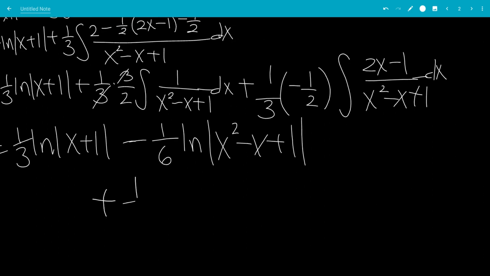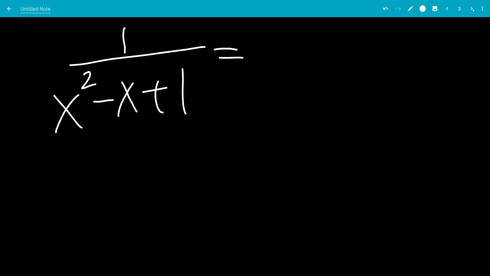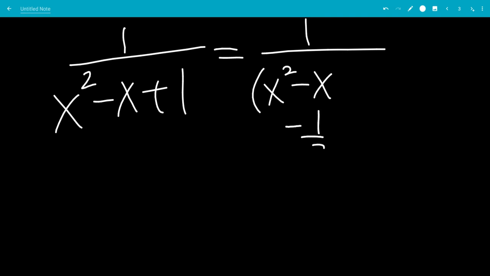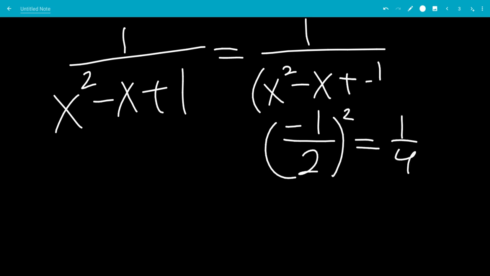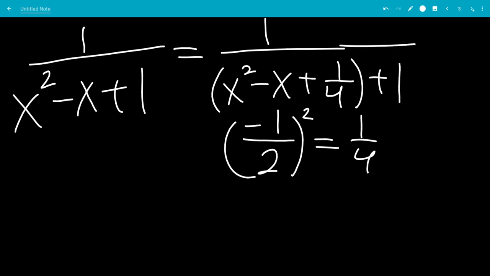So now we have plus 1/2 integral of 1 over x squared minus x plus 1. So let's look at x squared minus x plus 1. So it's 1 over this. Okay. This can be written as, so we can write this as x squared minus x. We can complete the square. So this is minus 1/2, minus 1, sorry. So you divide by 2, and then you square it. So that's 1/4. So that's the term we put here. But then you can't add by 1/4. You have to subtract by 1/4 to make the result the same.